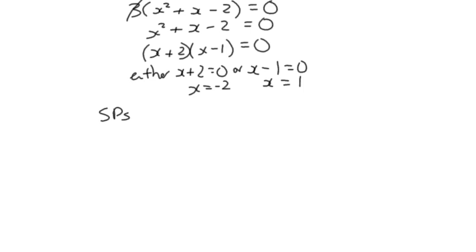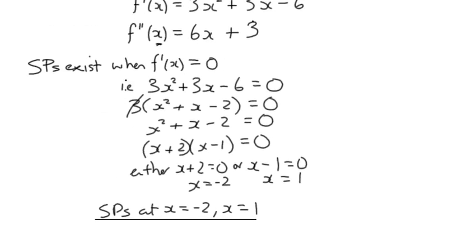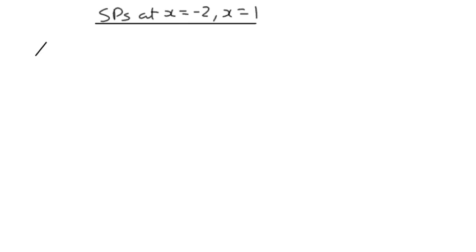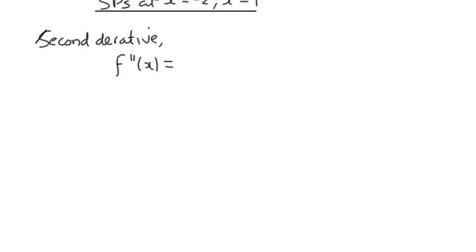So stationary points at x equals negative 2 and x equals 1. So we've now got two bits of information that we can put together. We have values for x when stationary points occur, and we have a second derivative which is going to be our tester. So what was it? f double prime of x equals 6x plus 3.